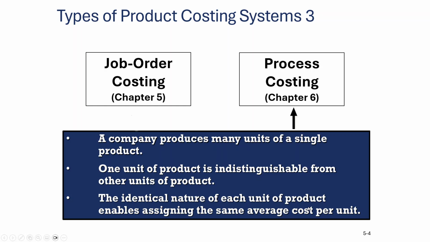Whereas in job order costing, every job will have its own cost allocated, and that will be the job cost. But in this case, everything will be allocated using the average.